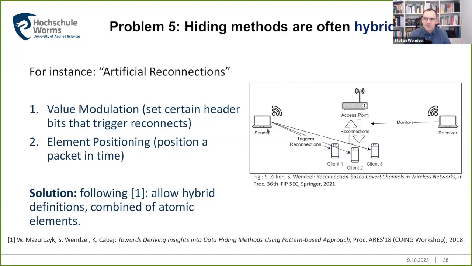One example would be the artificial reconnections pattern, where a sender would trigger reconnections of some smartphones that are in some Wi-Fi, and the receiver monitors these smartphones' connections. So the action performed by the sender is different from the one for the receiver. It would be the same operation if the sender just writes some bits in a packet header, and the receiver would just read the exact same values again. Then we would consider this as not a hybrid one. But here we have a hybrid setup, and we can describe this with the new taxonomy because we allow hybrid definitions.